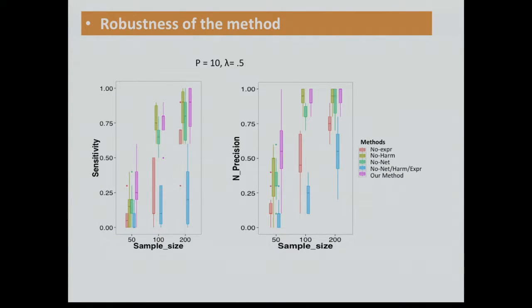Also, this is the robustness of our method. So our method here is in pink. The red is no expression, not adding expression. The lambda, which I didn't introduce before, is saying that it's 50% coding, 50% regulatory. So in 50% of the patients, it will be mutation, and in 50% it will be regulation. So of course, if you remove expression, it has the biggest effect on the results. Whereas if you remove harmfulness, the priors that we have, the harmfulness and the networks, the effect is a little bit less. So you can see that the networks matter more with a smaller sample size, but as the sample size grows, even though we sampled genes from the network, removing the network during the inference process does not affect us too much.